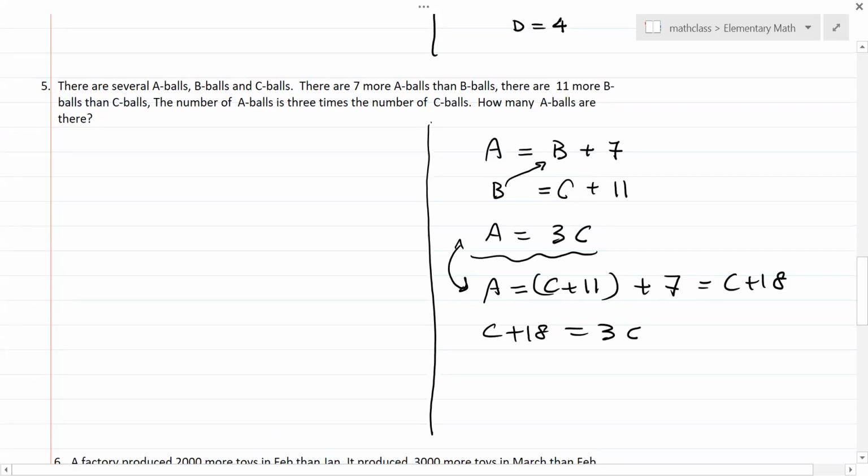Then you can solve for C. You have to subtract C from both sides. So you get 18 equals 2C. So that means C should be equal to 9. Once you get 9 for C, then you can get A. We're going to find how many A boards. A is going to be 18.